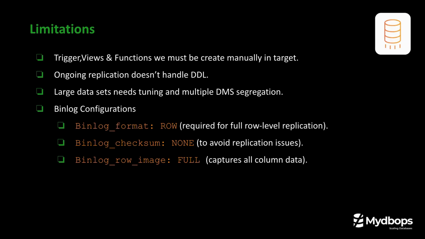For MySQL, specific binary log configurations are required to support smooth replication. First, the binlog format should be set to ROW, so every row-level change is captured in the binary logs. Binlog checksum should be NONE to avoid replication errors. And the binlog row image has to be FULL, so all the column data is included in the log files. These settings ensure the replication process runs smoothly and no data goes missing.